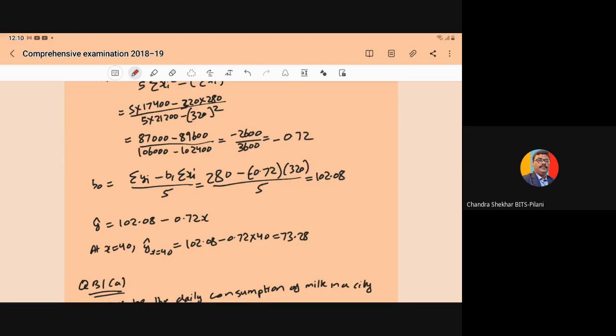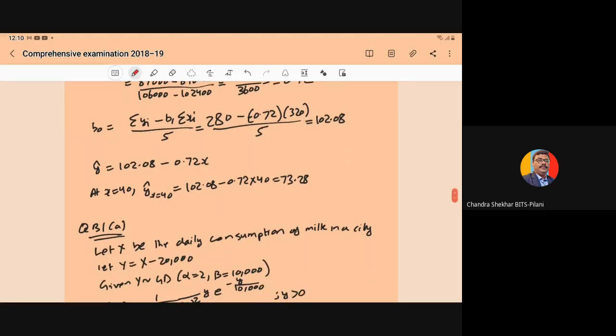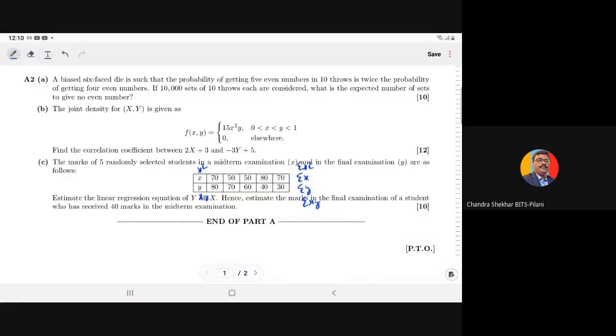In the question they have asked: if a particular student has 40 marks in the midterm, what is the expected, predicted marks for the comprehensive or end term exam? So y cap for x equal to 40 will be 102.08 minus 0.72 into 40. It will come to approximately 73.28. So that will be the predicted marks of that particular student. So that's all from the closed book part.